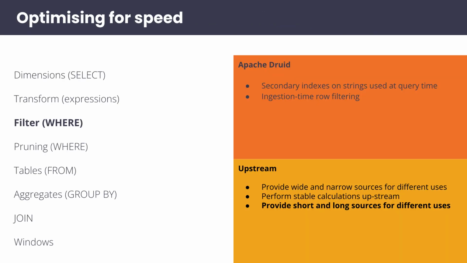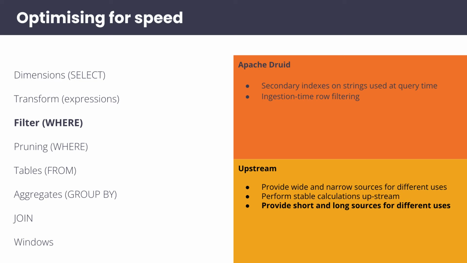Let's turn to the where clauses, specifically like filtering rows out. So Druid has these great secondary indexes. They're really important. They're a big performance differentiator from, say, a query engine sat on a data lake. But we can also do ingestion time row filtering. Now, that means that we can filter rows out as they're ingested, but we may also think about doing something upstream.